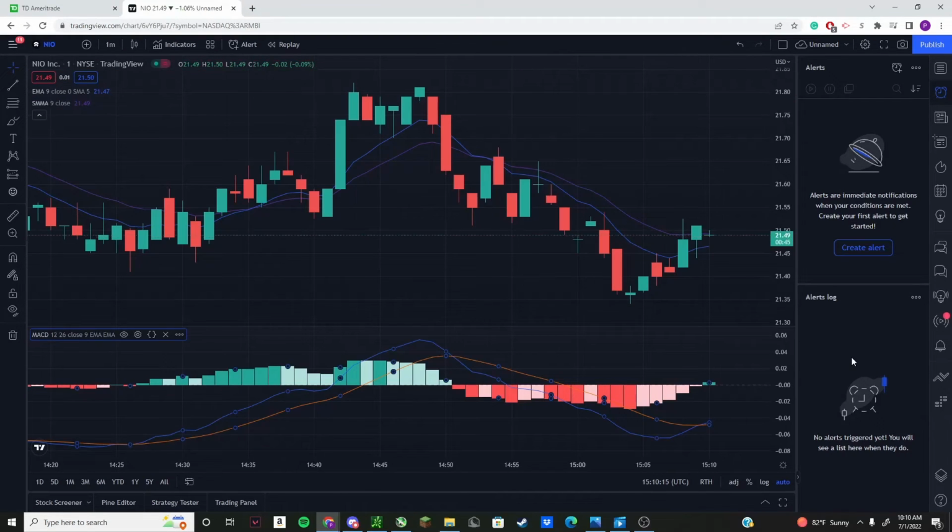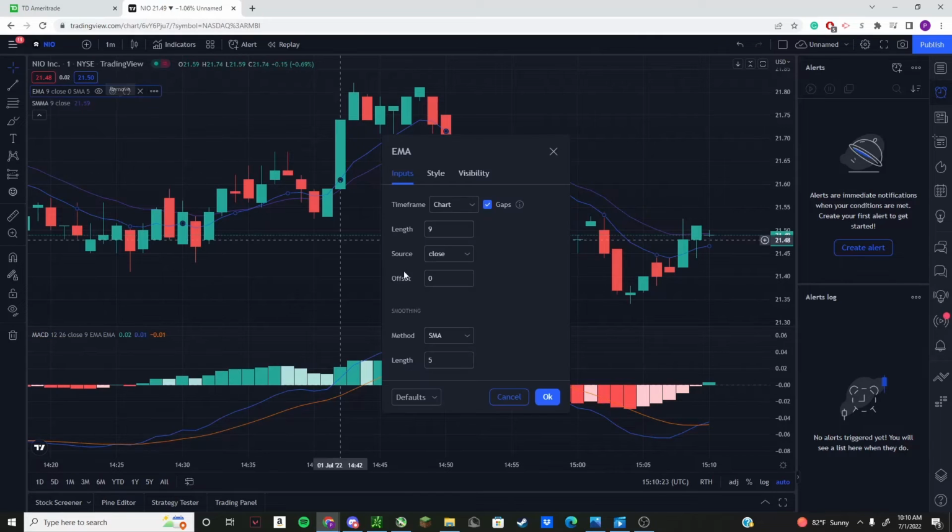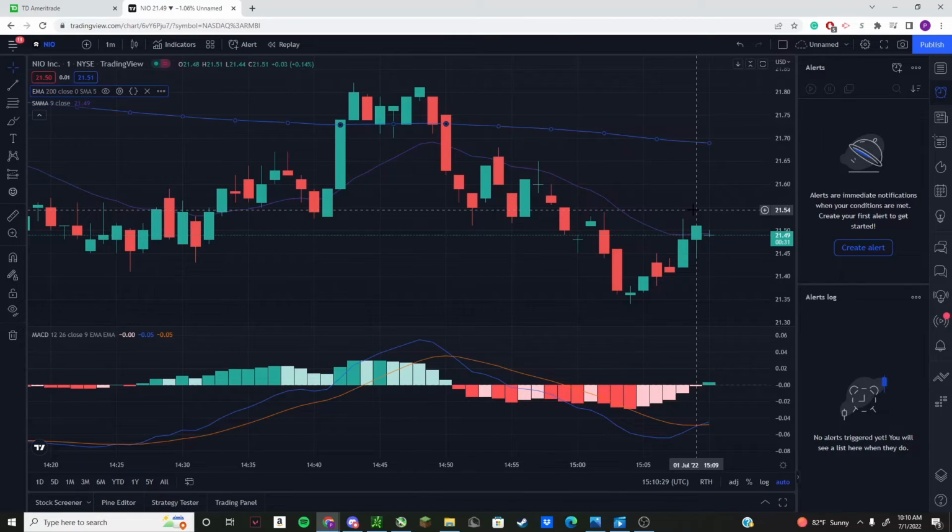Now, to finish off the video, I'm going to be showing you guys some of the indicators that I use every day for trading. Starting off, we have the 9 EMA. I will also change this to 200 EMA when I'm trying to see if the stock is in an uptrend or downtrend. Obviously, this one is in a serious downtrend. So yeah, 200 EMA, great for seeing if a stock is in an uptrend or downtrend.